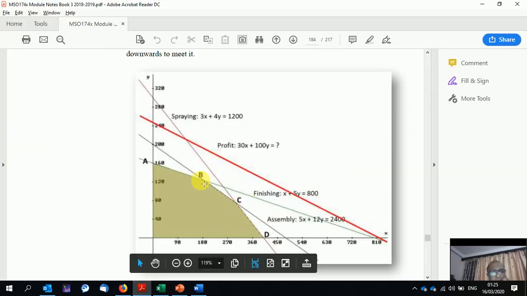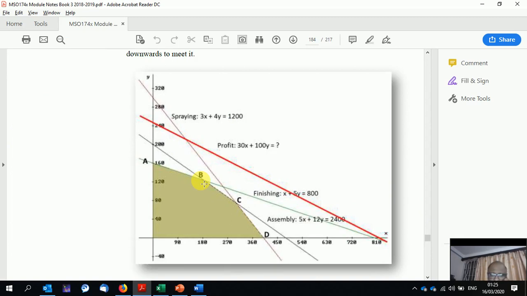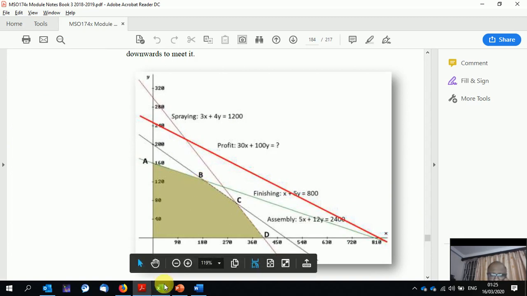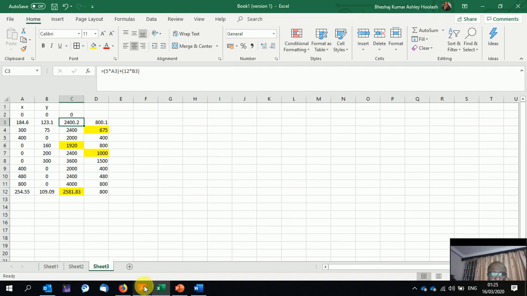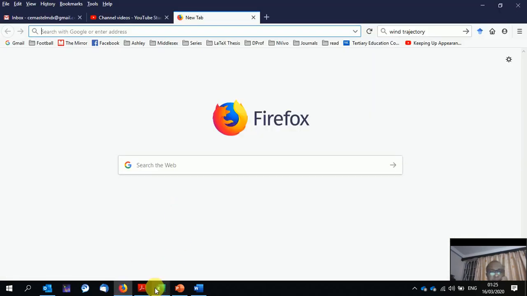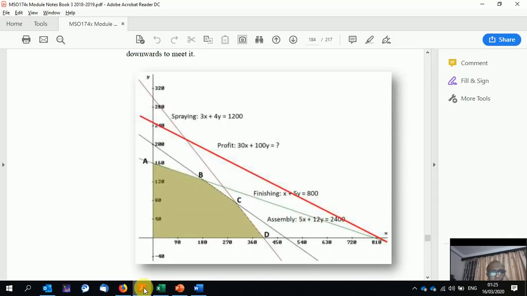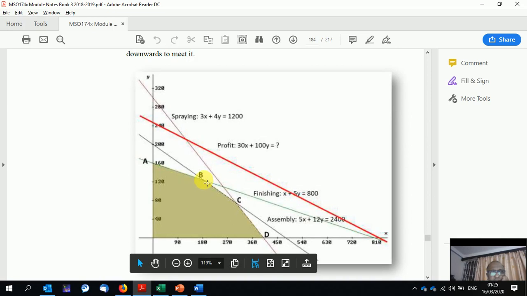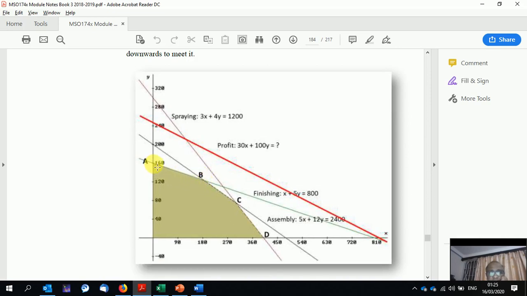Sorry, let me just see something here. Yeah, right. So remember how we got this gradient. How did we get this coordinate? Actually, because it's between this gradient and that gradient.